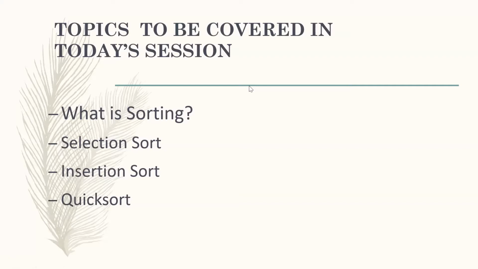In today's session, we'll be covering the topics: what is sorting, and three types of sorting, that is selection sort, insertion sort, and quick sort. We have more than three types of sorting, around 7 to 8 types, but today we'll be learning about these three. So first of all, let's start by knowing what is sorting.